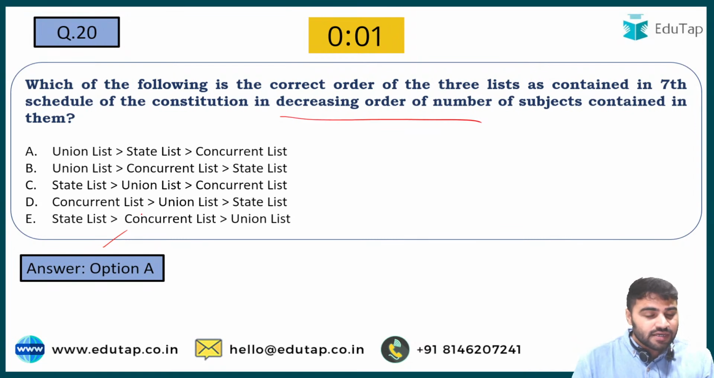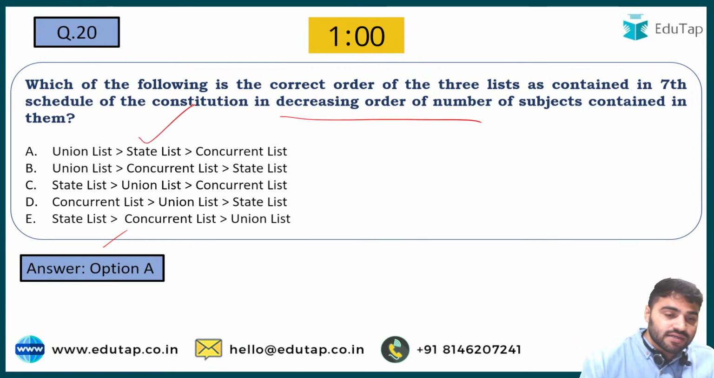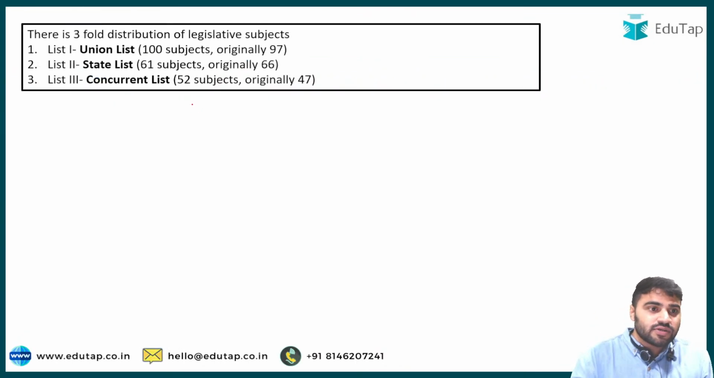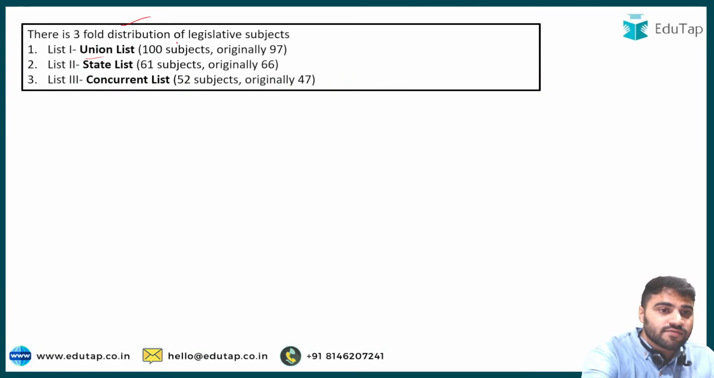Union list has the highest subjects. Then the state list has fewer subjects than the union list, and the concurrent list has the least subjects, right? So here you can see that there is a threefold distribution of legislative subjects. List 1, union list, which has 100 subjects, list 2, state list, which has 61 subjects, and list 3, concurrent list, which has 52 subjects, right?